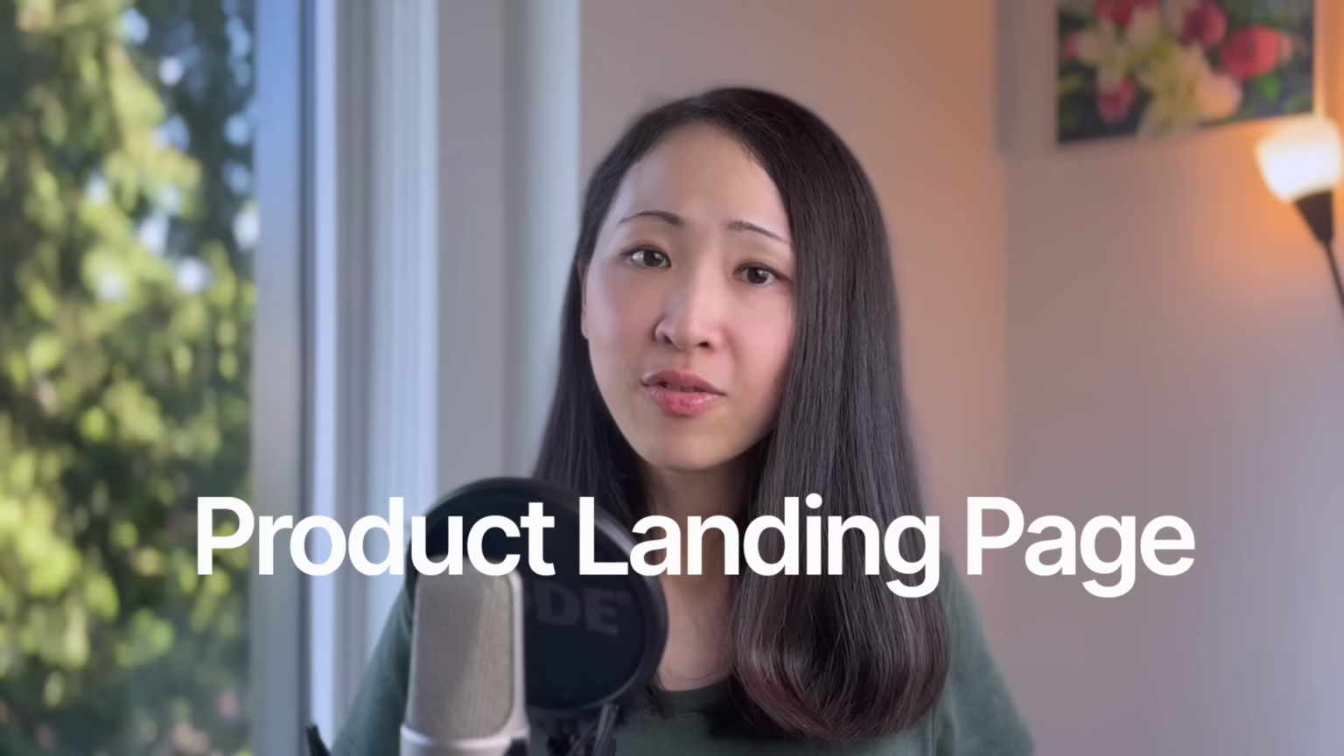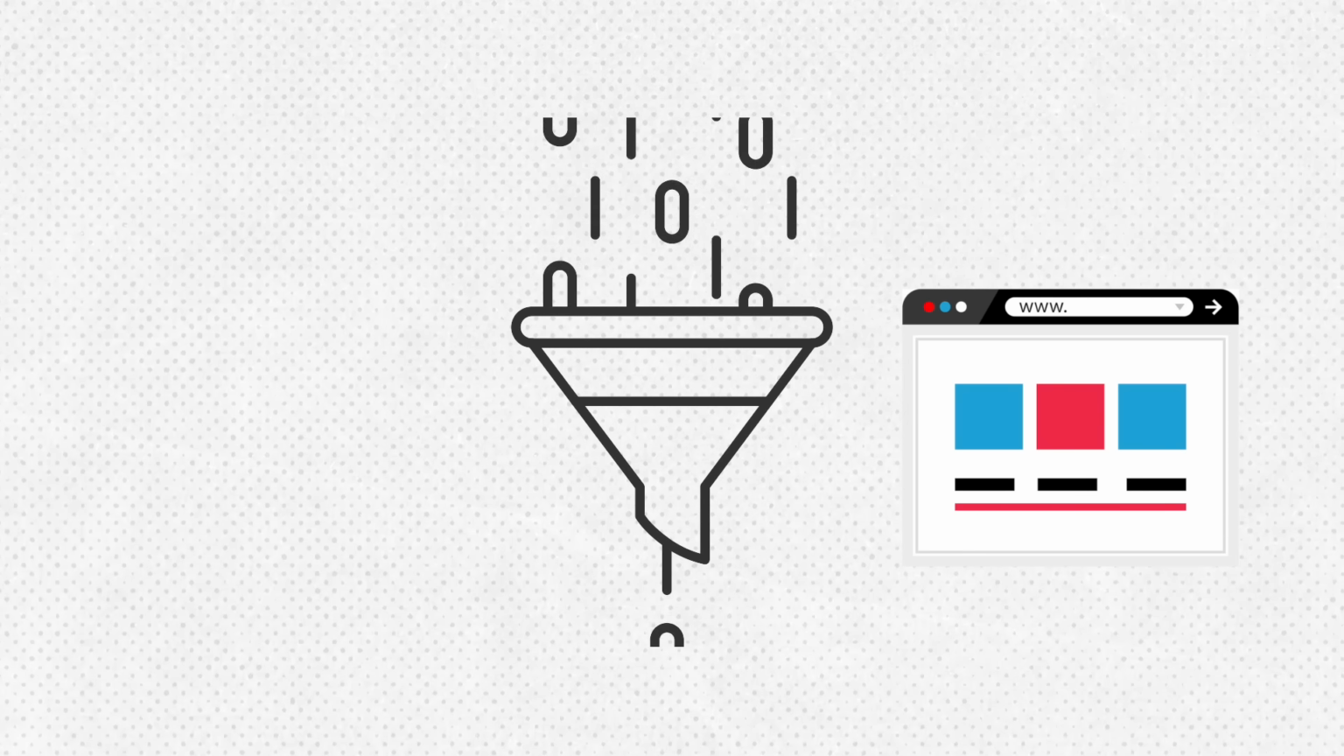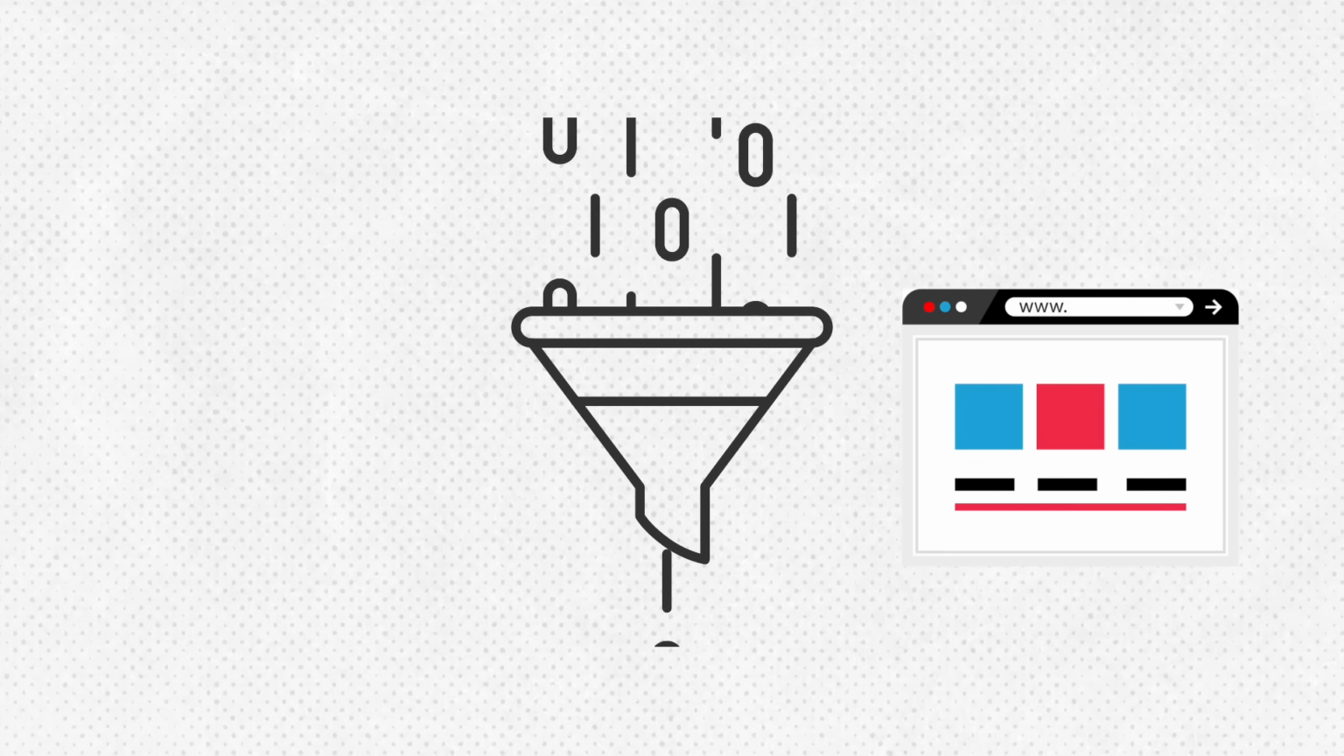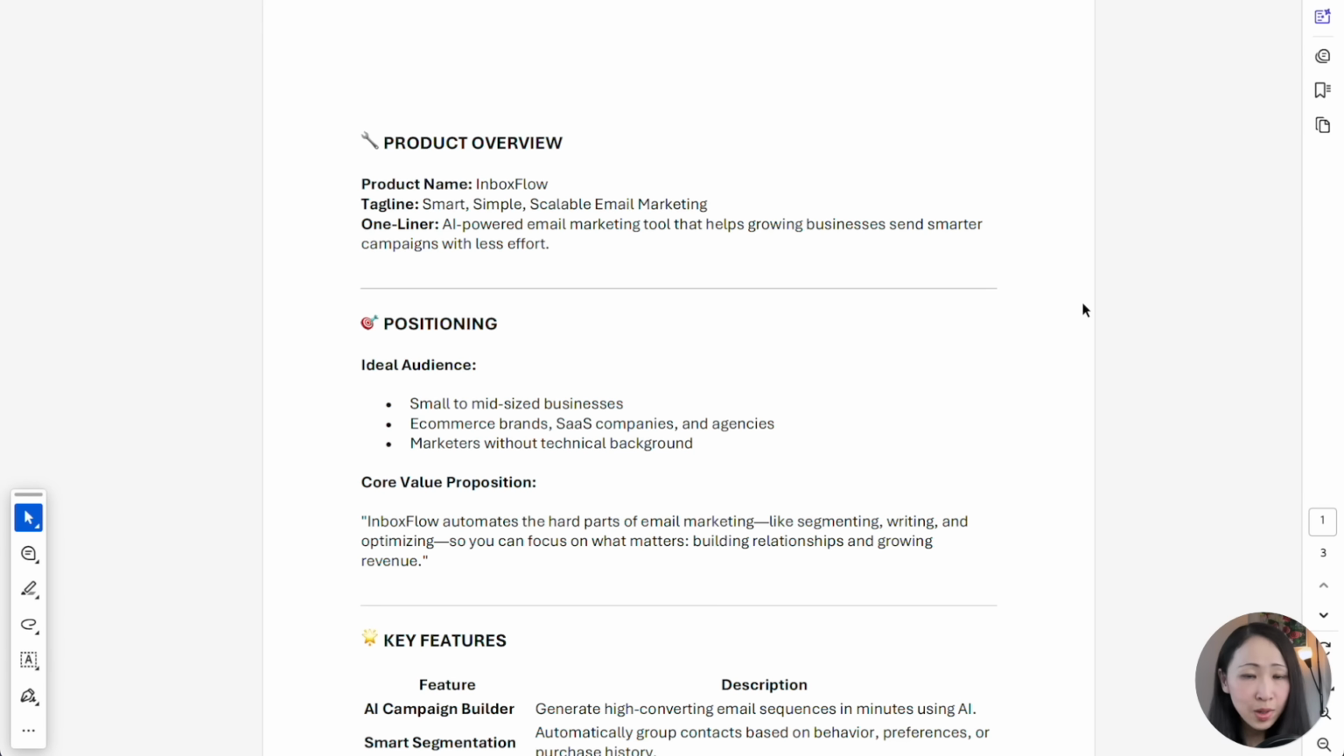The next use case, product landing pages. Every vibe coding tool can build a landing page, but what makes Perplexity Labs different is how it combines the research with the building process. Perplexity researches your competitors' messaging and customer language, so the landing page will be much more impactful, backed by data. For example, I'm planning an email marketing product.